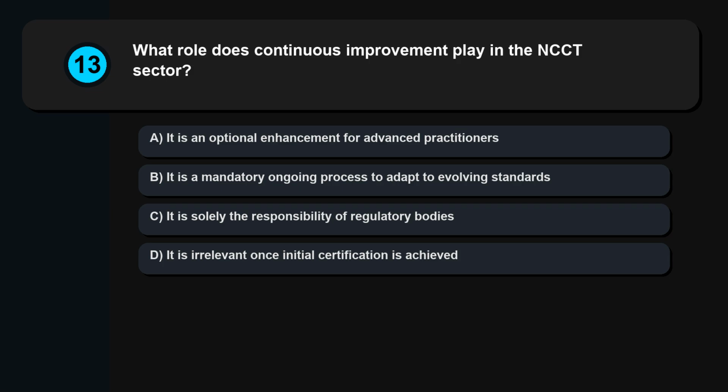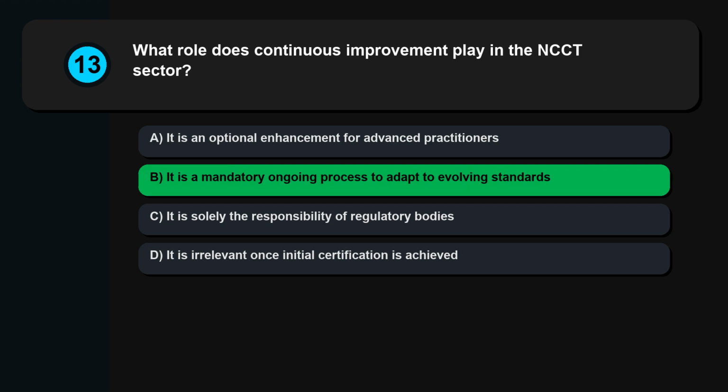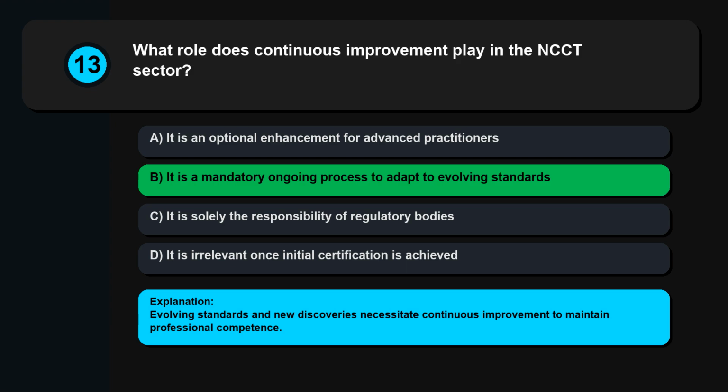Question 13. What role does continuous improvement play in the NCCT sector? It is an optional enhancement for advanced practitioners. It is a mandatory ongoing process to adapt to evolving standards. It is solely the responsibility of regulatory bodies. It is irrelevant once initial certification is achieved. Evolving standards and new discoveries necessitate continuous improvement to maintain professional competence.